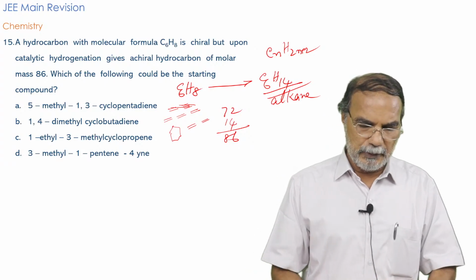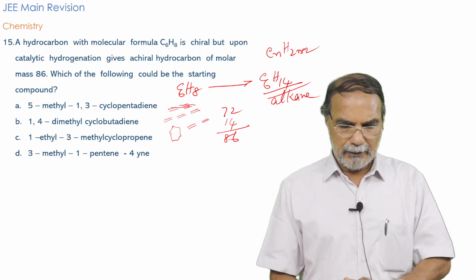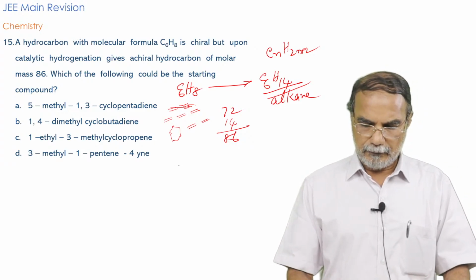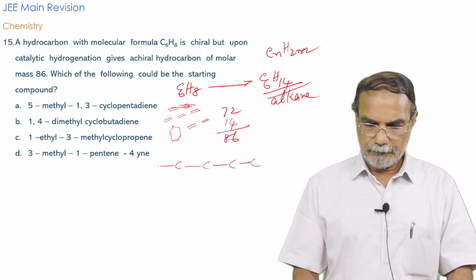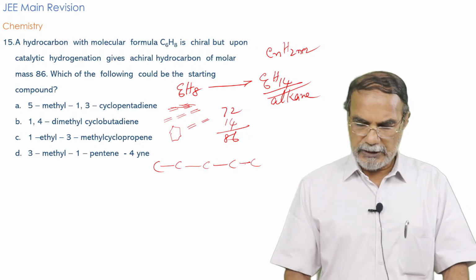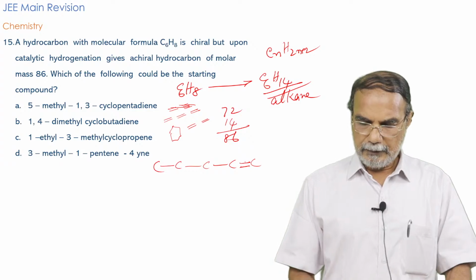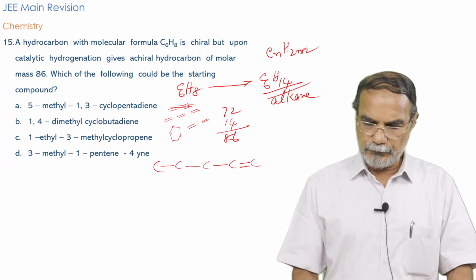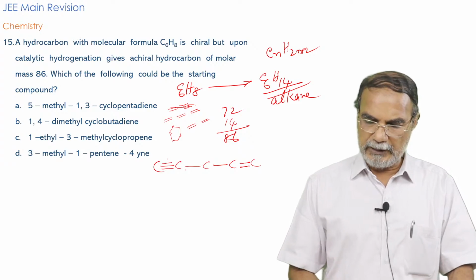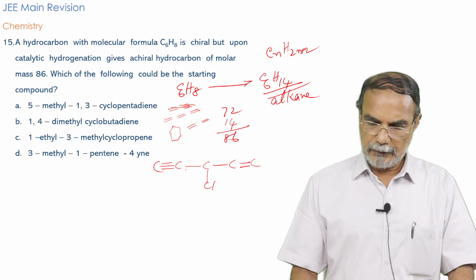So the only possibility is 3-methyl-1-penten-4-yne. 1-pentene means a double bond here, and 4-yne, 1, 2, 3, 4, and 3-methyl, 1, 2, 3, 3-methyl.